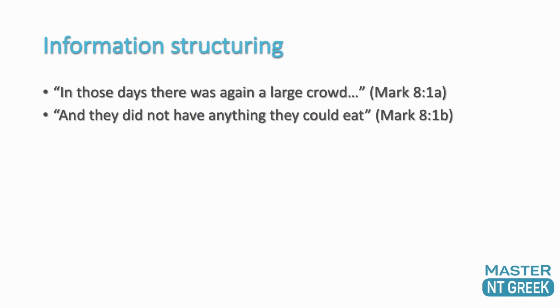This there was is again just another dummy sentence put in there to indicate that we're about to introduce some new idea. And the new idea here is the large crowd. So that's the first part of Mark chapter 8, verse 1. The next clause is, and they did not have anything they could eat. And now when we move into this clause, the information just given to us, this crowd, is now presupposed for the second clause. And so the second clause then provides a little bit more information about the crowd.